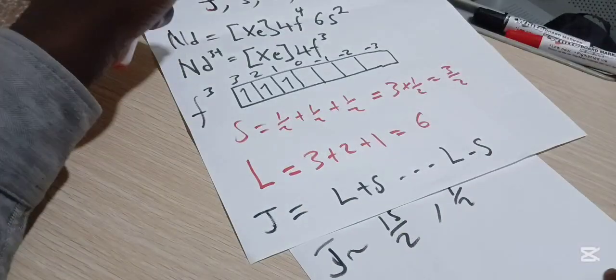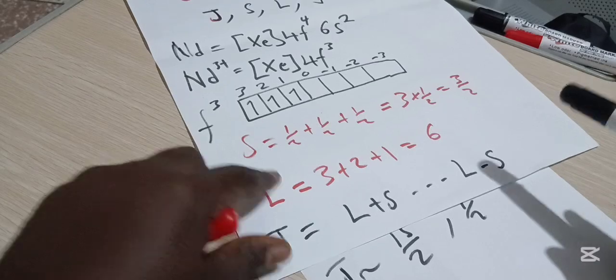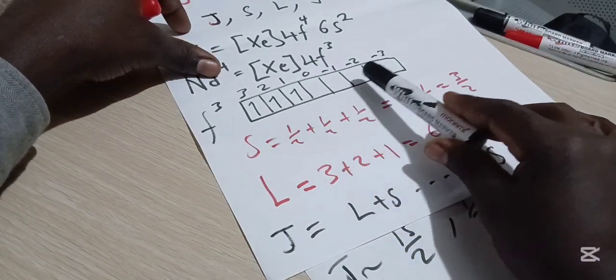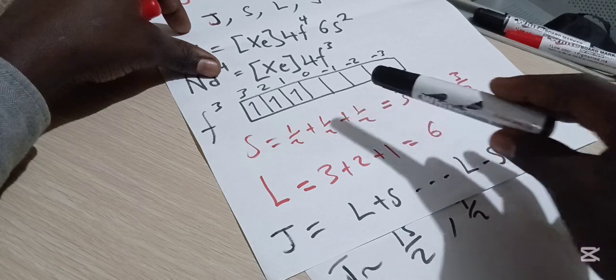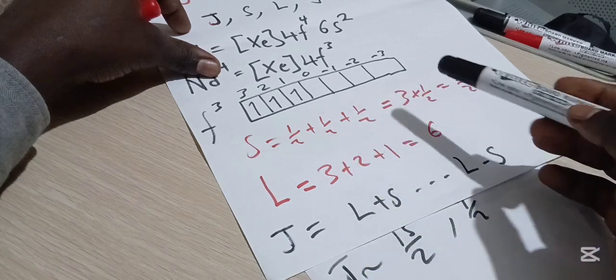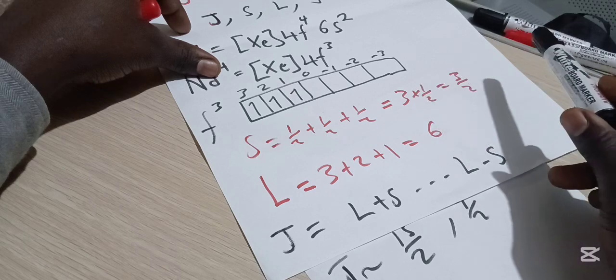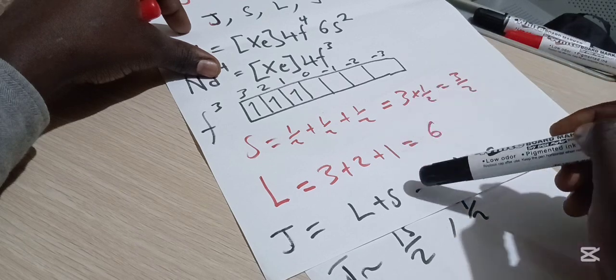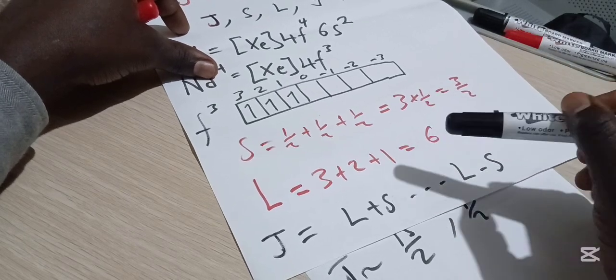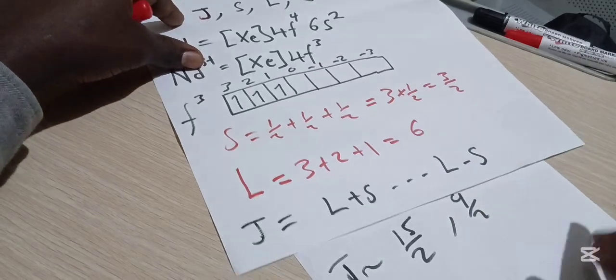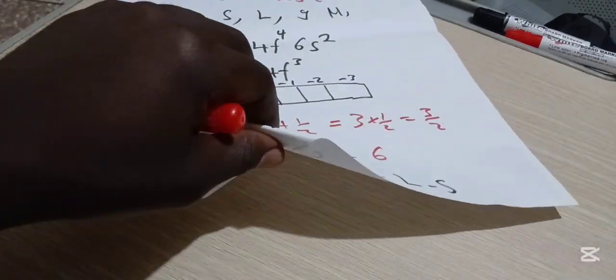J has 2 values. Looking at the f orbital, if the orbital is less than half full, then we take the least value for J. But if the orbital is half full or more, we take the biggest value for J. What is meant by an orbital being less than half full or fully full? Let's look at a scenario here.